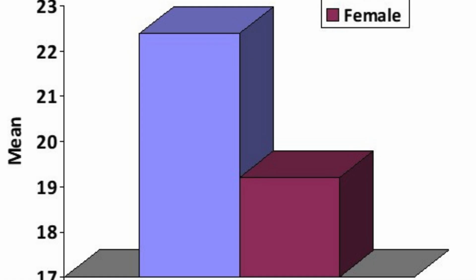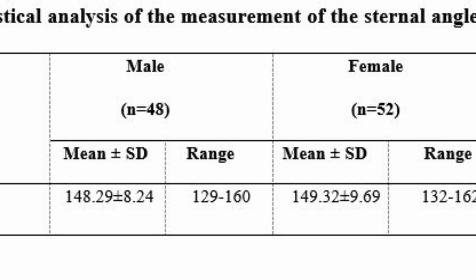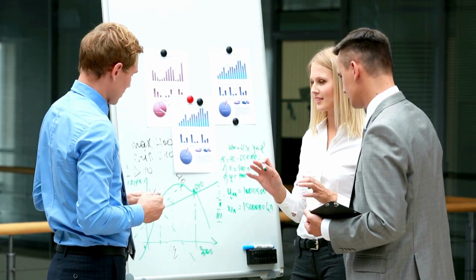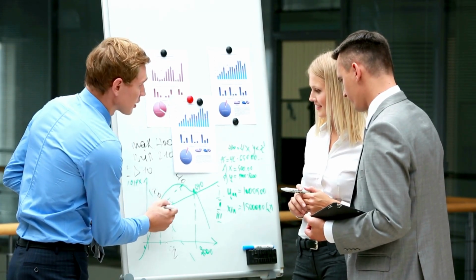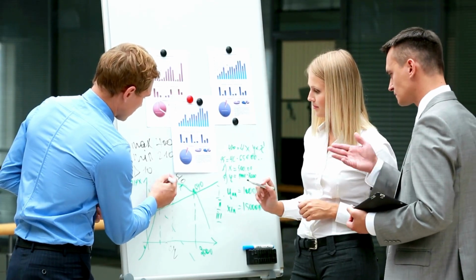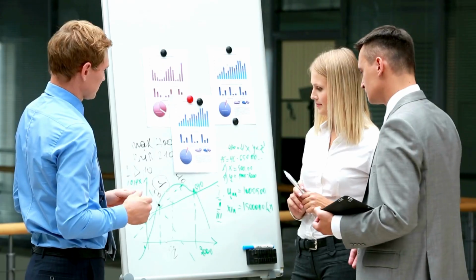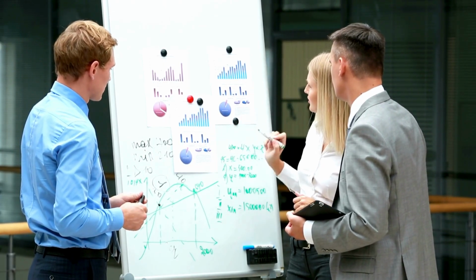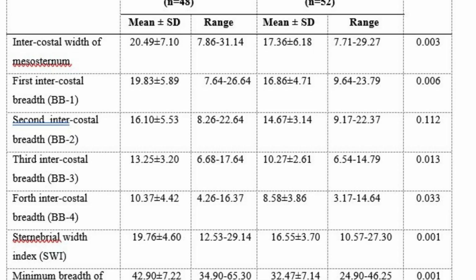Discriminant function analysis, DFA, Tables 5 and 6. DFA parameters such as intercostal width of mesosternum, sternebrial width index, and minimum breadth of manubrium were all higher in males, with statistically significant differences, p less than 0.05. The analysis correctly classified 79% of sternums by sex, males 79.2%, females 78.8%. Upon cross-validation, 76% of cases were accurately assigned. These results demonstrate that morphometric characteristics of the sternum can reliably differentiate between male and female specimens in the Bangladeshi population.